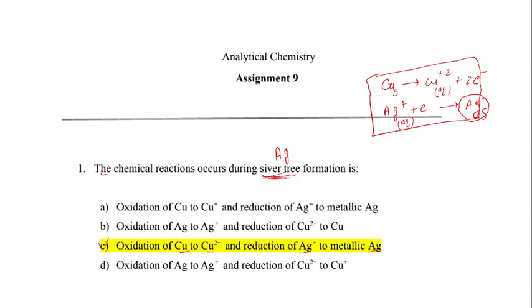So we can say there are two types of reaction. First, copper Cu converts to Cu2+. This is an oxidation reaction. Whereas Ag+ converts to silver solid, Ag. So it is a reduction reaction. Silver is gaining electrons, so it is reduction, whereas copper is losing electrons, so it is oxidation.